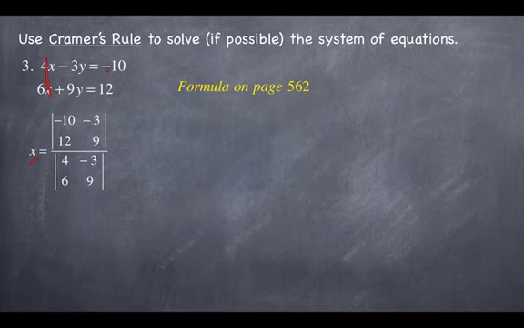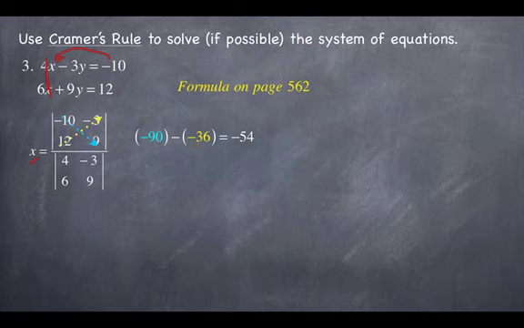I am going to be moving this column into this where the x's are. Notice that I have negative 10, 12, and then I bring down the y's, negative 3 and 9. Why do I do that? Because that's the formula. And then at this point, I define the determinant of the denominator, and you know how to do this. Multiply these, and take the difference of those numbers, and I end up with negative 54.